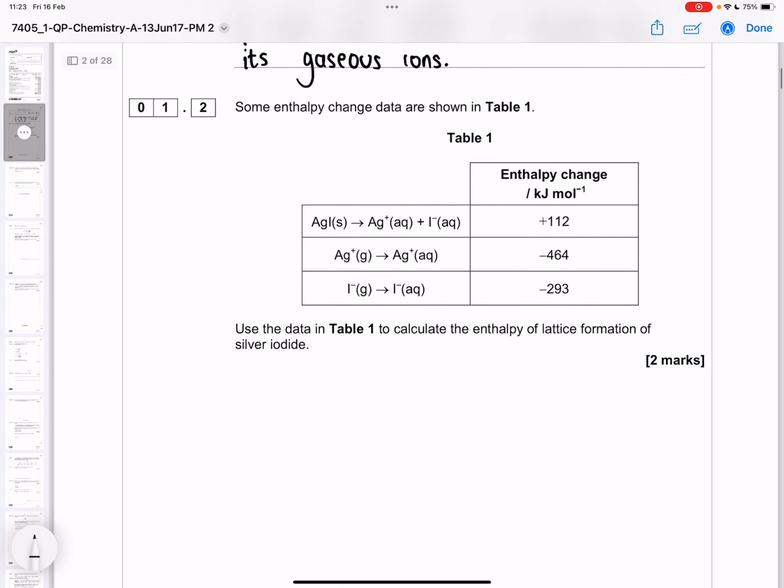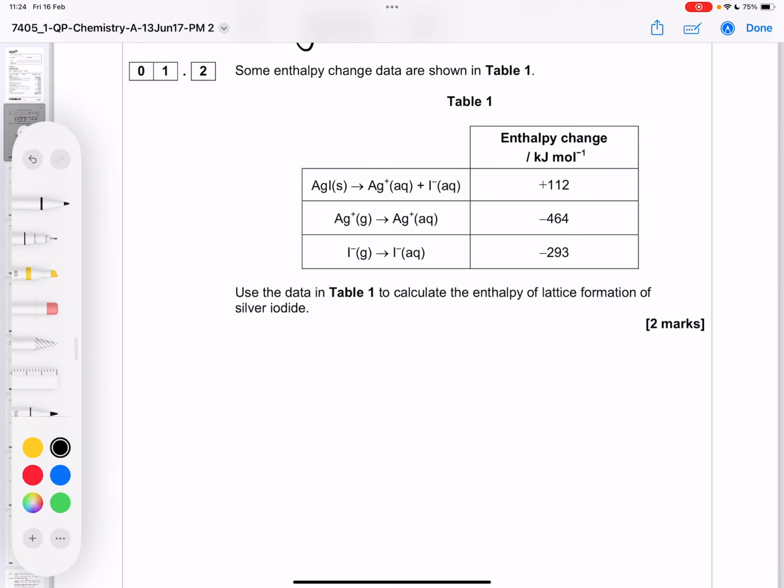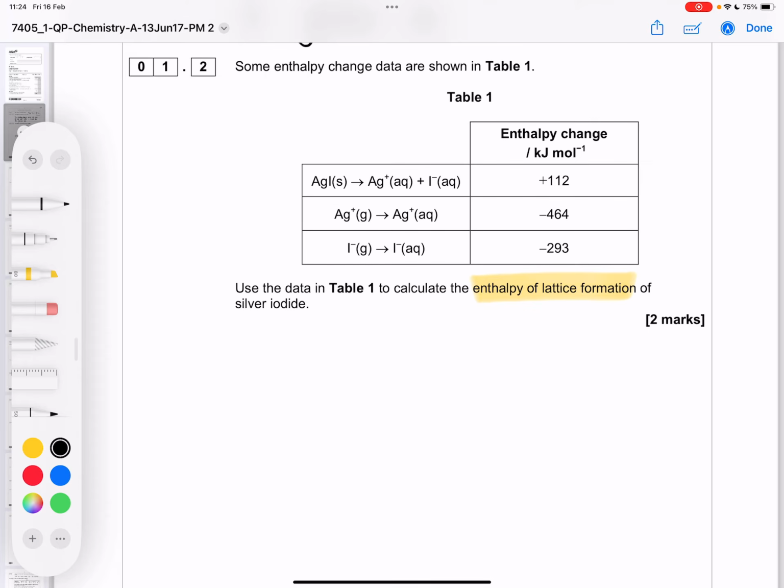Then if we move down, we're being given some enthalpy change data, and we're being asked to calculate that enthalpy of lattice formation. So let's just rewrite that equation. Ag+, state symbols are so important when you're dealing with enthalpy changes, because obviously changes of state take or release energy. This is our unknown, so I'm going to give that an X. Then I'm going to look at the table of data.